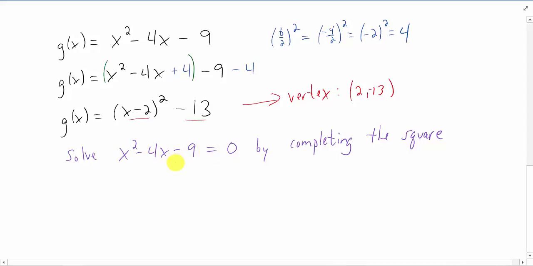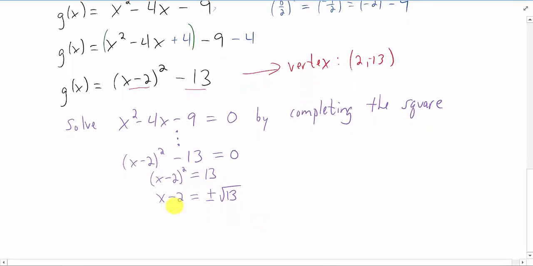So what you would do is actually the exact same process. You would just rewrite this x squared minus 4x minus 9 as this, x minus 2, the quantity squared, minus 13. Now what you have is an equation that's fairly simple to solve. We can add 13 to both sides. We can take the square root of both sides, don't forget the plus or minus. And then finally, to get x by itself, we can simply add 2 to both sides. And we have our answers for the solution of the equation x squared minus 4x minus 9 equals 0.